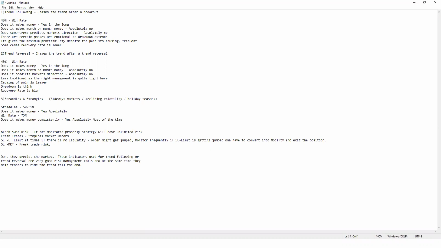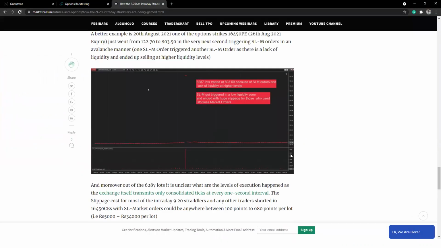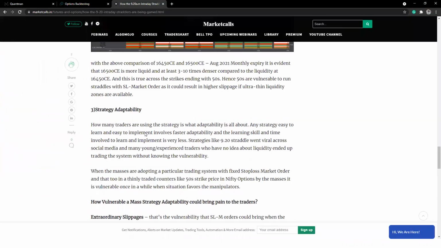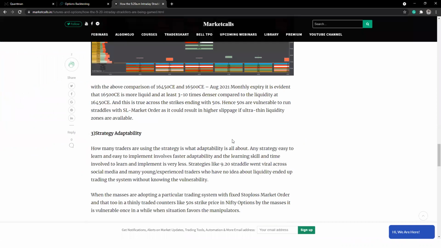I also listed down some of my points and thought process about these simple trade setups. One point I talked about is strategy adaptability, because it's very easy to learn. There's nothing to learn here. At 9:20 you sell the straddle, and then in the evening at 3 o'clock you come and buy it back, closing out the position. If the stop loss is hit, then close that leg. Then the remaining positions are closed.